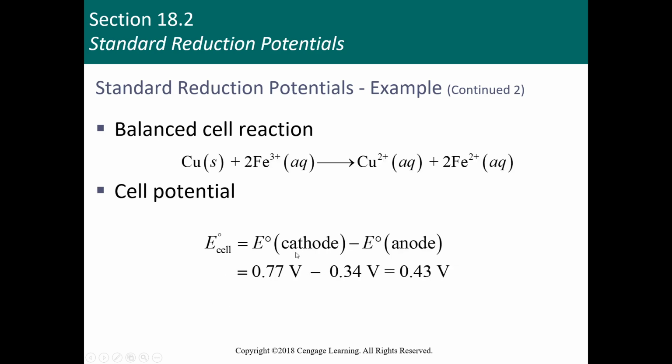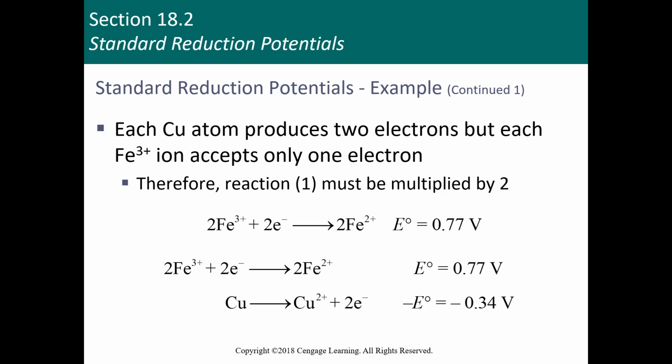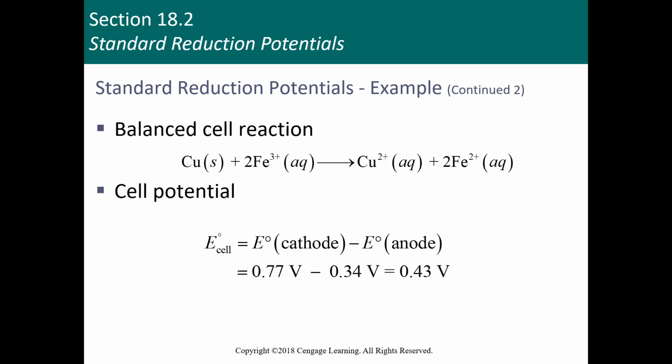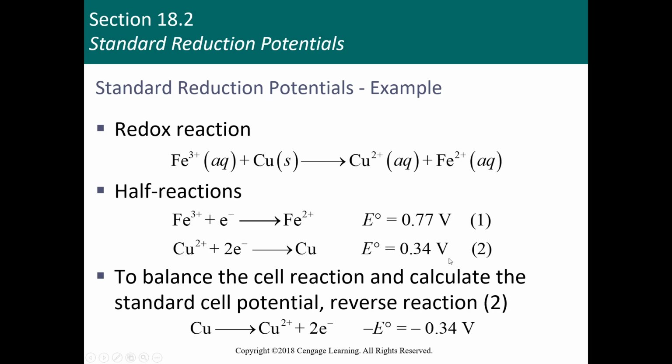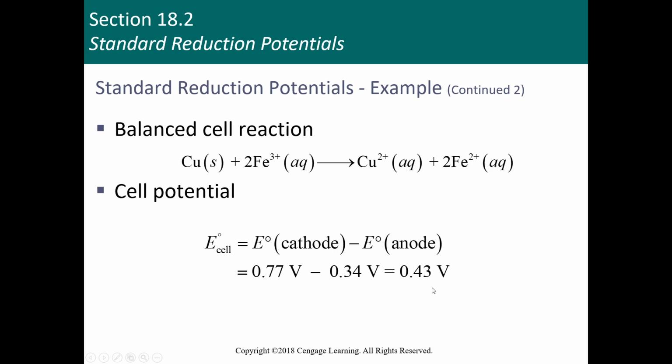But if you want to make this faster, so you don't have to do all this work, if you just want the E naught cell, then what you can actually do is you can just look at our values here and you can go, well, this right here is in the correct direction. This one is in the reverse direction. So it's going to be this minus this. And there you go. That will give you your answer, which is 0.43 volts. Again, that is cathode minus anode. Or another way of saying that would be your reduction minus your oxidation.